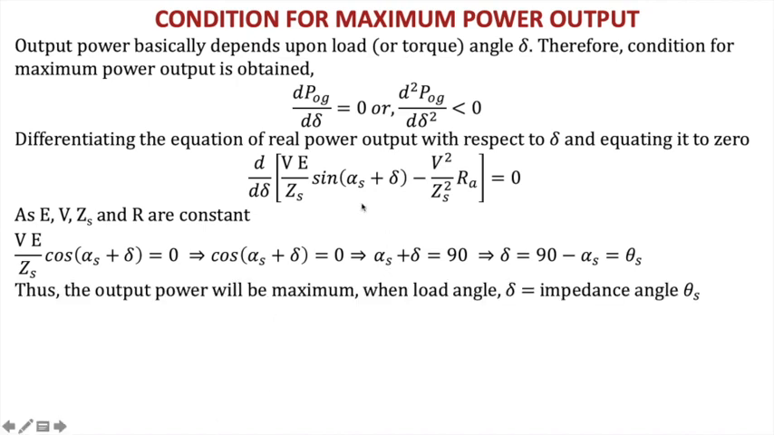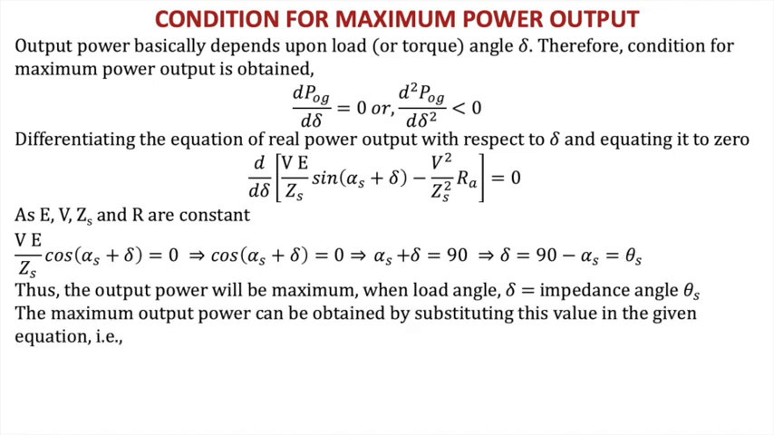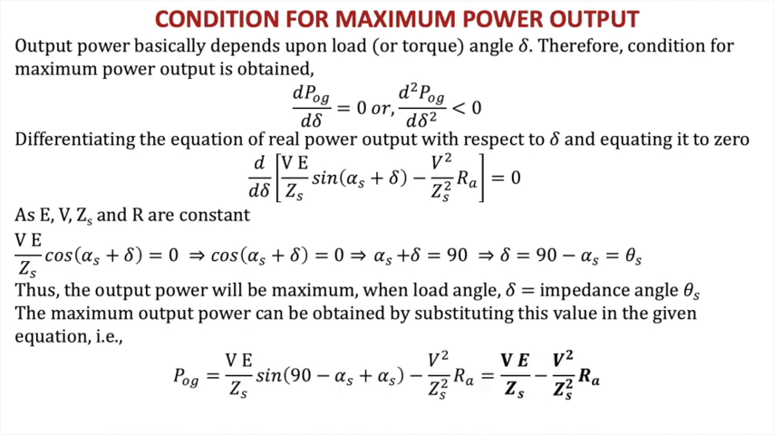So when you differentiate this equation with respect to del, you get VE by Zs cos(alpha s plus del) equal to 0. VE by Zs can't be equal to 0, so the cosine term will be equal to 0. This means that alpha s plus del should be equal to 90. That is, when del is equal to 90 minus alpha s, the impedance angle, your output power will be maximum. So when the load angle is equal to the impedance angle complement, you get the maximum power output. Now substitute this value in the final equation.